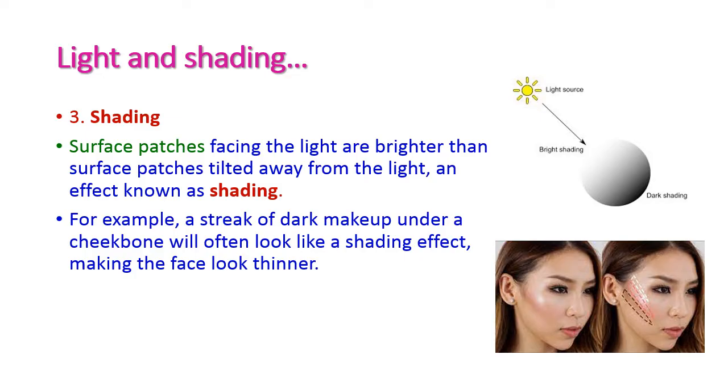The third one is shading. Here the surface patches facing the light are brighter. See, this area is much brighter because it is facing the light when compared to the other side. This is dark shading. This is called shading. So the surfaces facing the light are brighter than the surfaces tilted away from the light. For example, when it comes to facial makeup, the dark makeup under the cheekbone, see this area, if we do like this, then the face will look thinner.